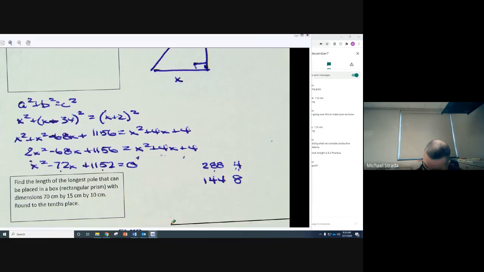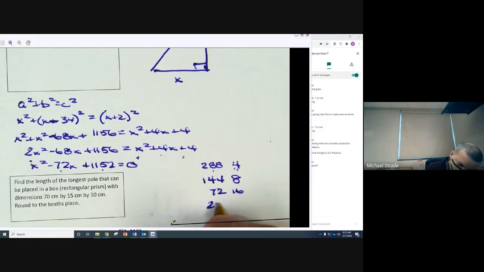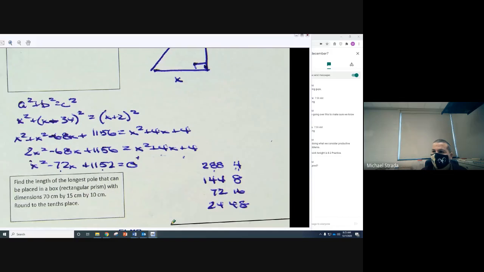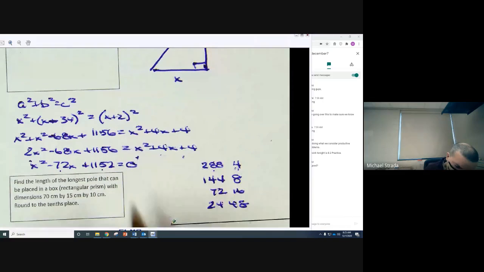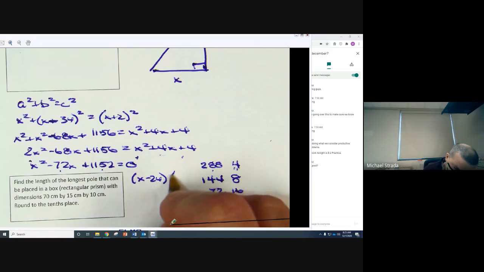I'm just going through the process, dude. I'm going to keep going. And I end up with 24 and 48. 24 and 48 add up to 72. I believe so. 1152 divided by 24 is 48. 48 plus 24 is 72. So that becomes x minus 24, x minus 48.